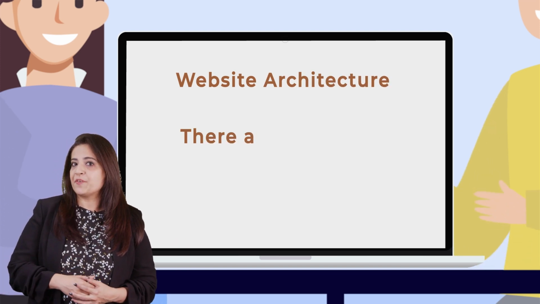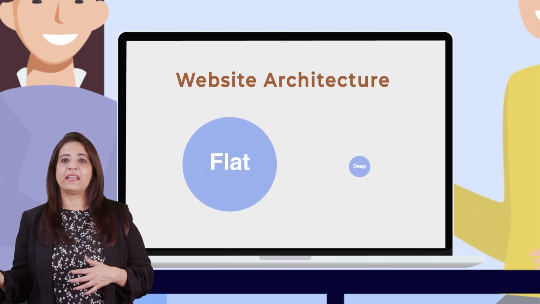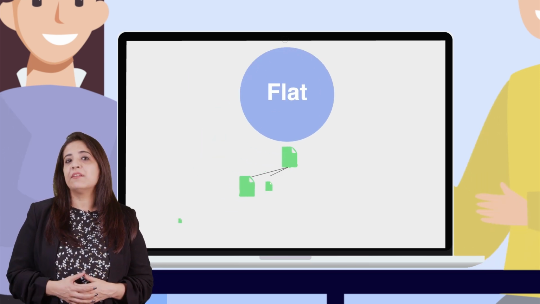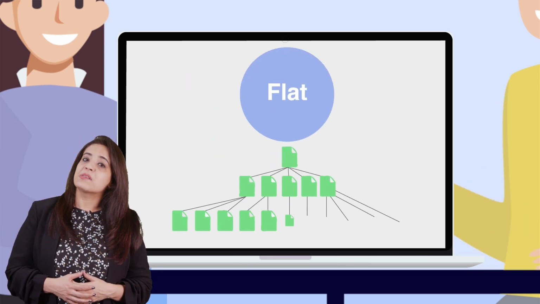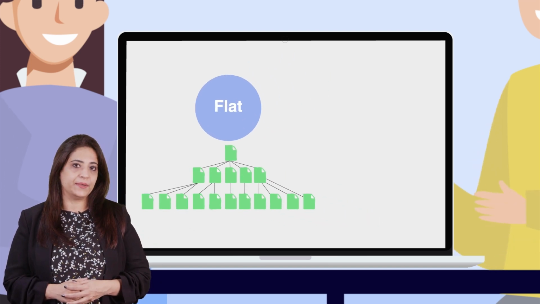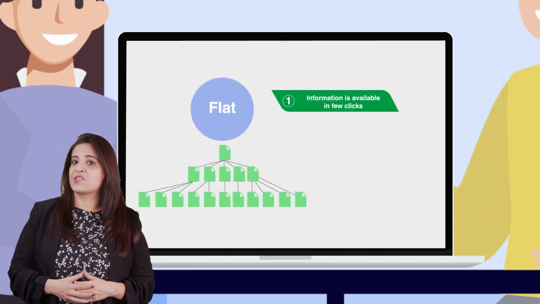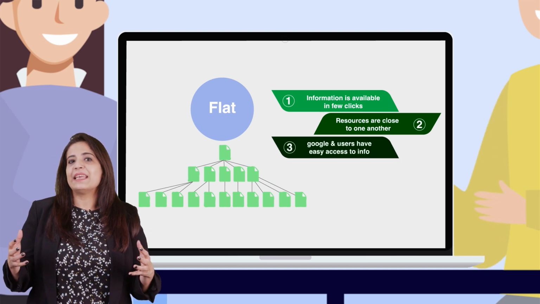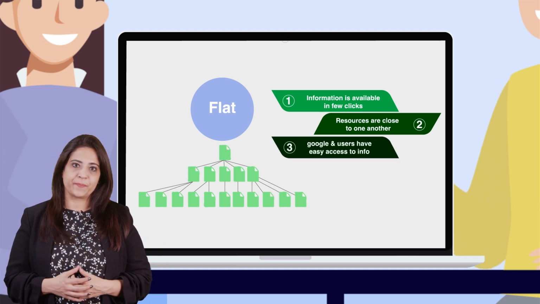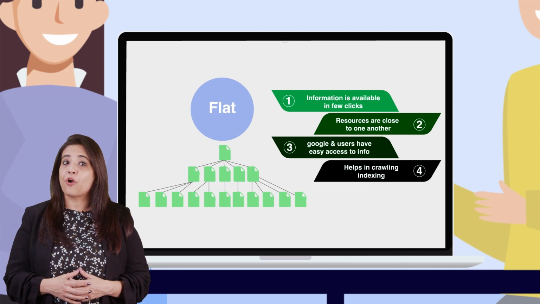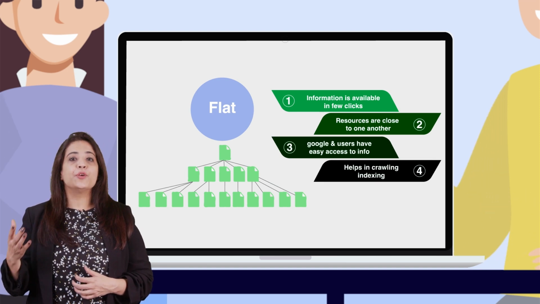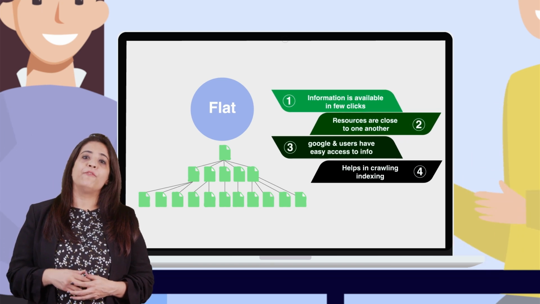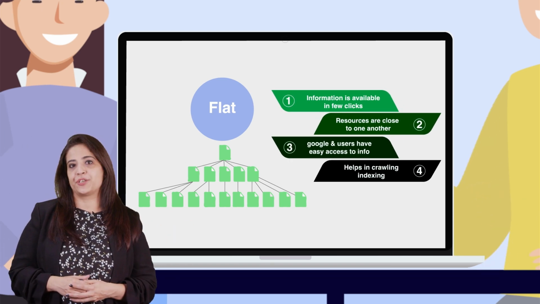There are two types of architecture available: flat and deep. Information will be available in a few clicks within the flat structure, and resources will be close to one another. The benefit of a flat structure is that Google and users will have easy access to the information. It can also help in crawling and indexing. The user should be able to get all information with not more than 4 clicks from the main page.